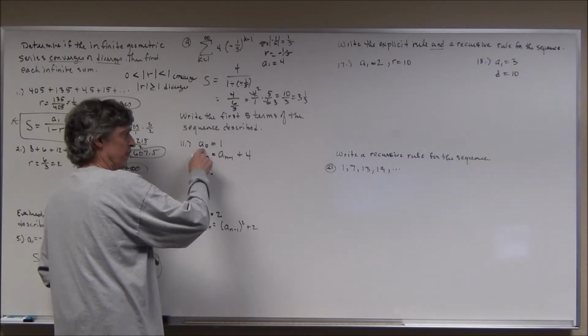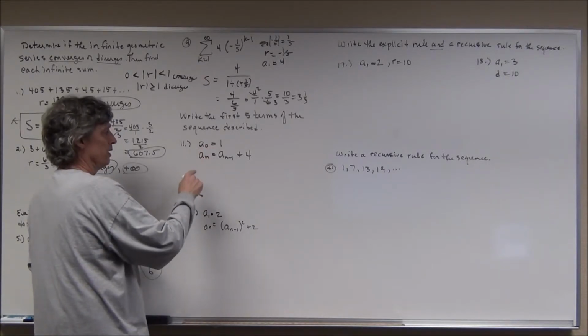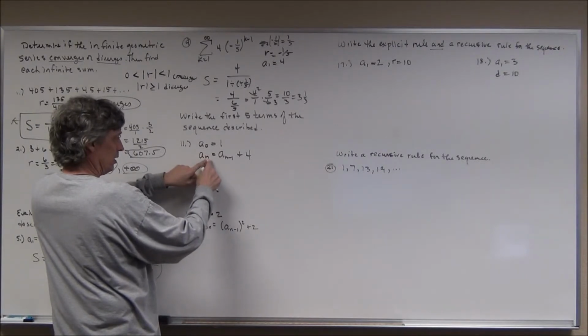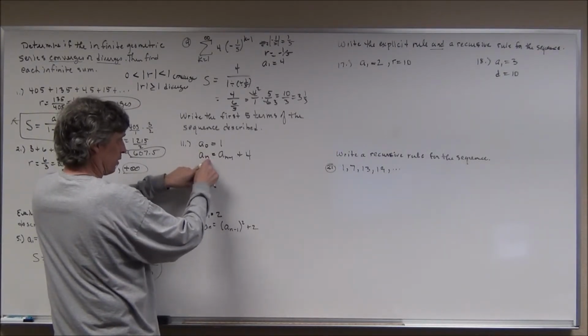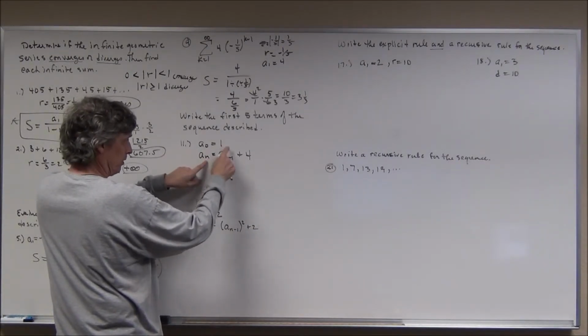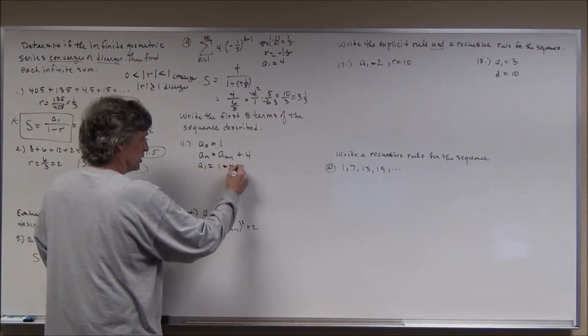This is the first term. They call it a sub 0, not a sub 1. So the second term, if I'm looking for a sub 1, it's equal to a sub 1 minus 1, the previous term, plus 4. So a sub 1 is equal to 1 plus 4, which is 5.